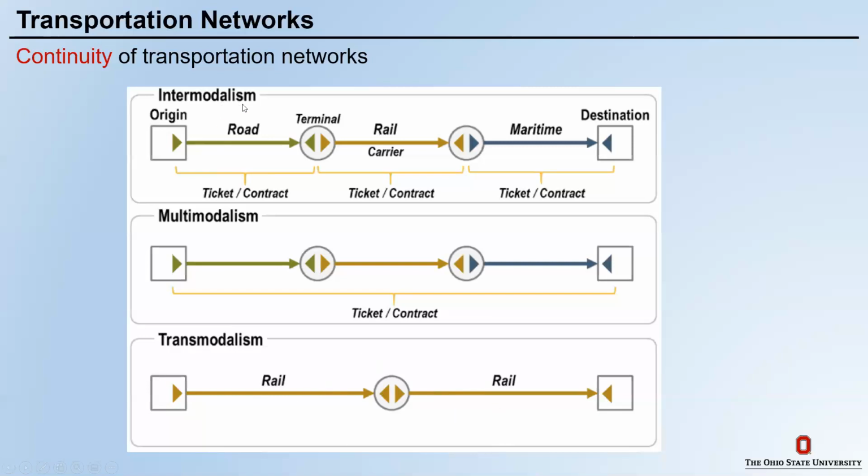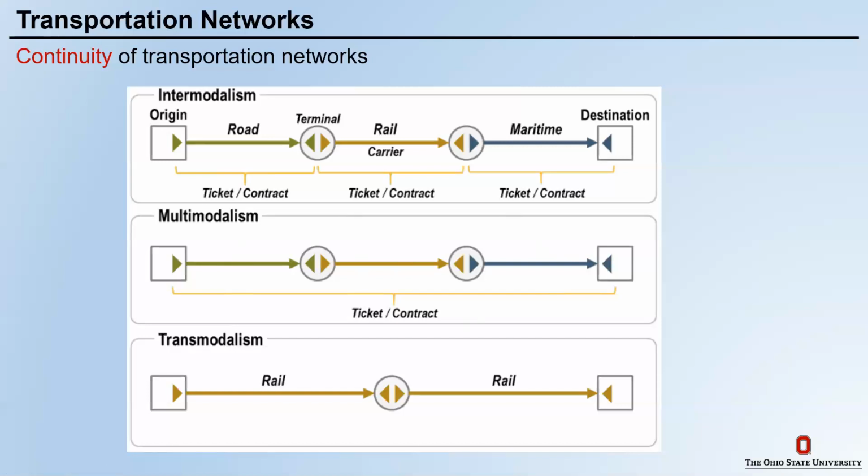And between intermodalism and transmodalism, we have multimodalism. Multimodalism is actually a type of intermodalism. The only difference is that you use one single contract to finish the whole journey of this cargo from origin to destination using multiple modes and types of transportation. So 3 types of transportation, road, rail, and maritime, and 2 modes, land transportation and maritime transportation.